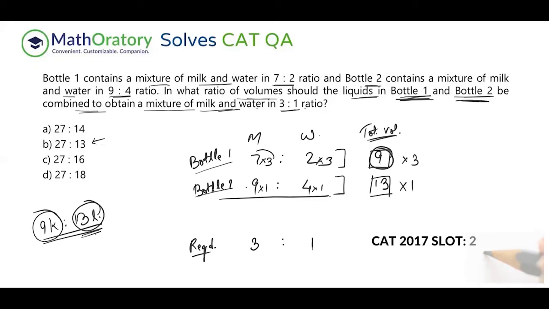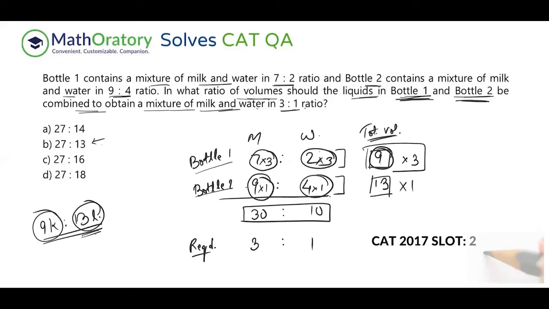So we have 21 liters of milk here and 9 liters of milk here. Added, we get 30 liters of milk. We have 6 liters of water here, 4 liters of water here. So you add, you get 10 liters of water. And this is precisely hitting 3:1, right? So that's it. We get the answer. So what are we mixing in? We're mixing in the ratio 27:13. That is option B. So if you understand this idea, you will test the option that is the most logical one. And if you do that, then it doesn't take too much time.